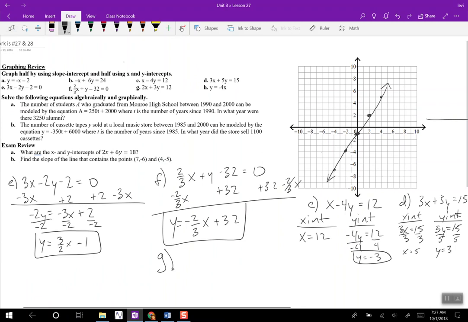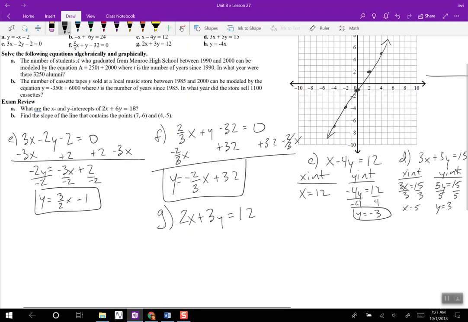G, 2x plus 3y equals 12. Let's solve this with the intercepts. X-intercept, 2x equals 12, so x equals 6. Y-intercept, 3y equals 12, so y equals 4. So x-intercept is 6, y-intercept is 4, and draw our line.